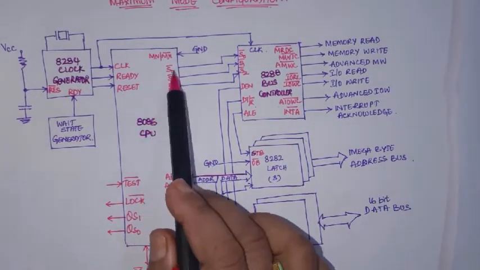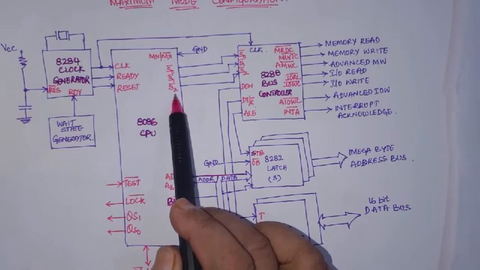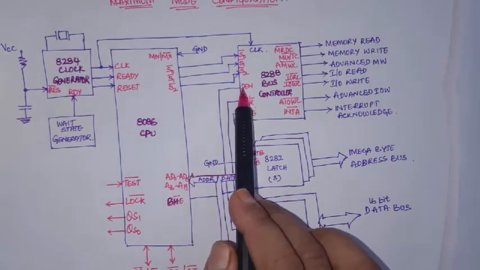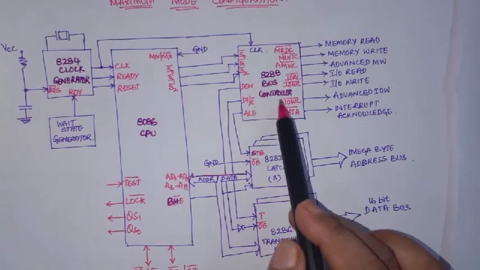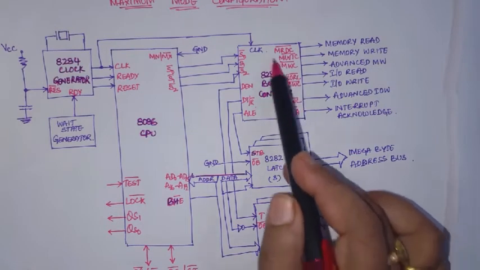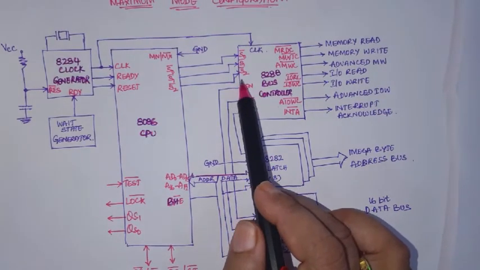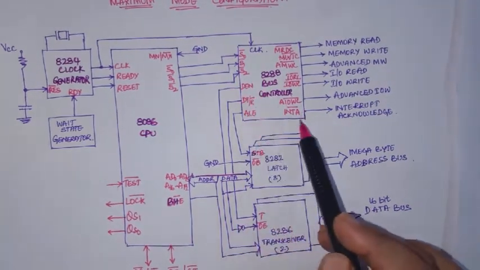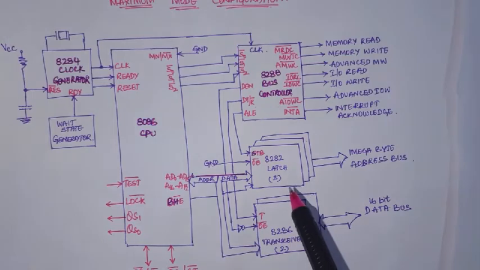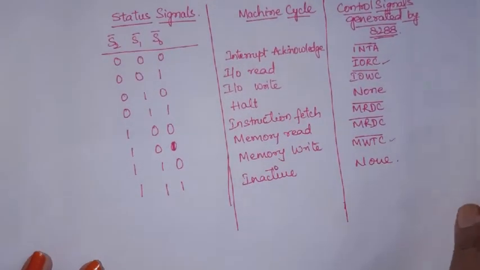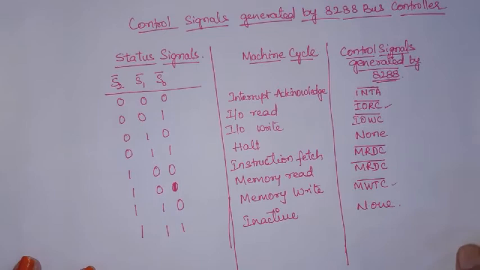The three status pins S0, S1, S2 are given as input to the 8288 bus controller, and this bus controller will decode these three status signals and generate the required control signals. Here you can see the control signals generated. This is how it generates the control signals.